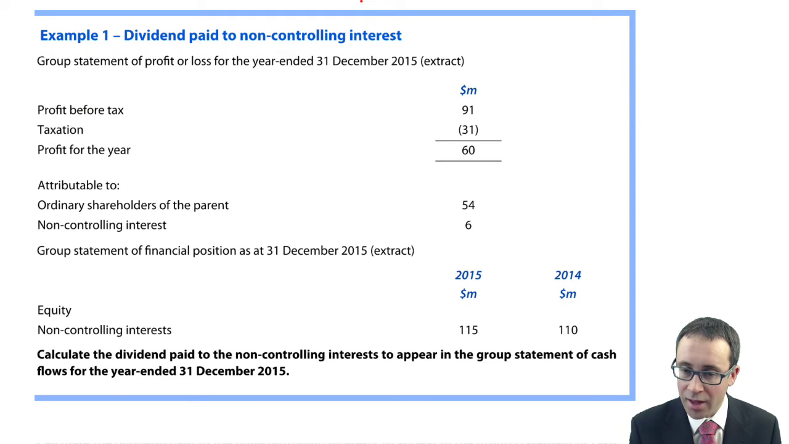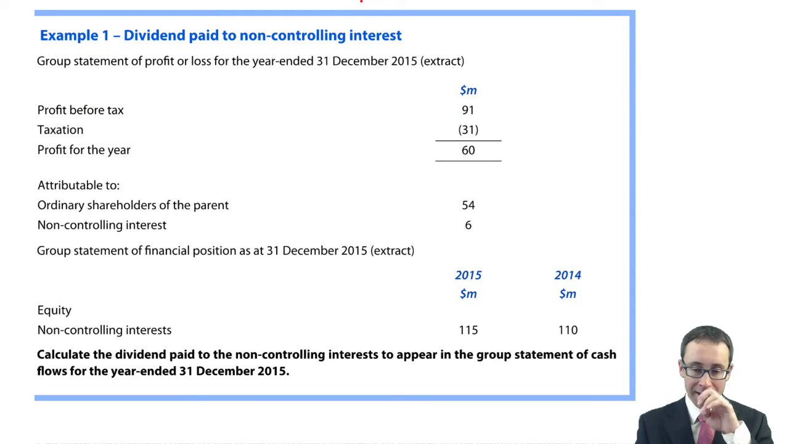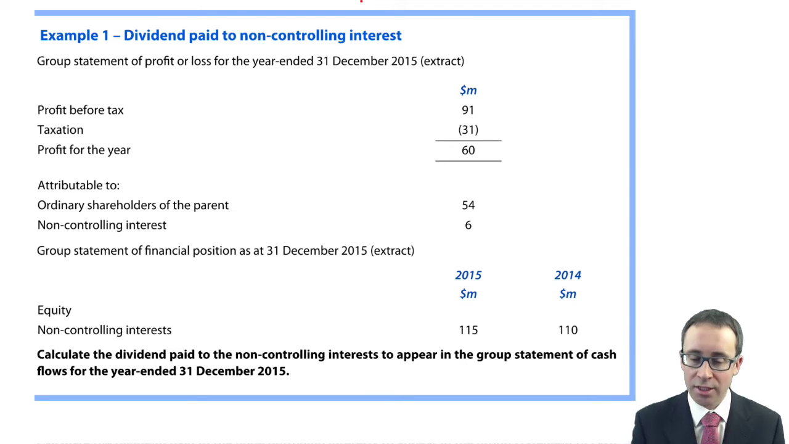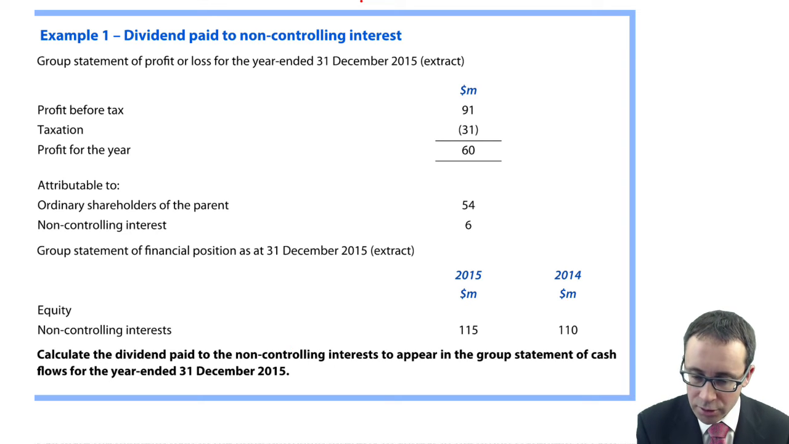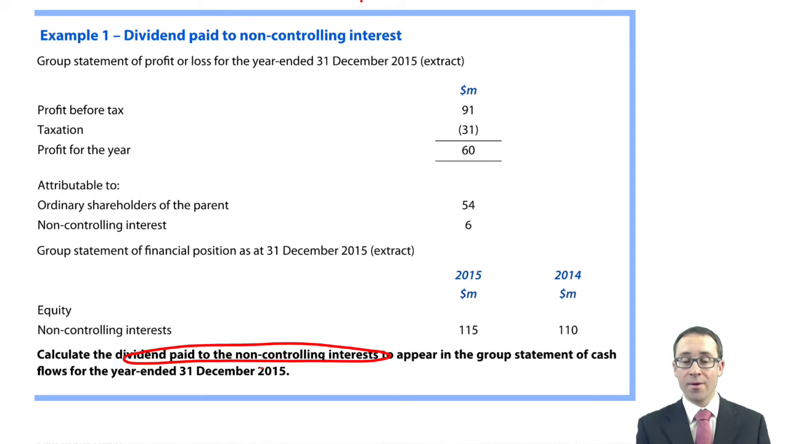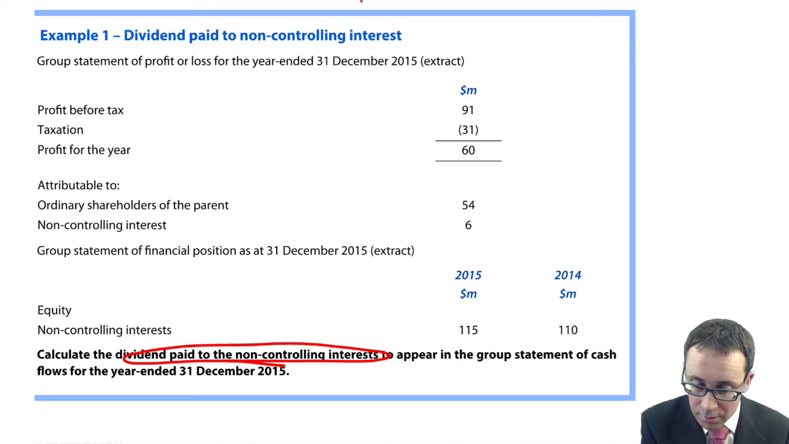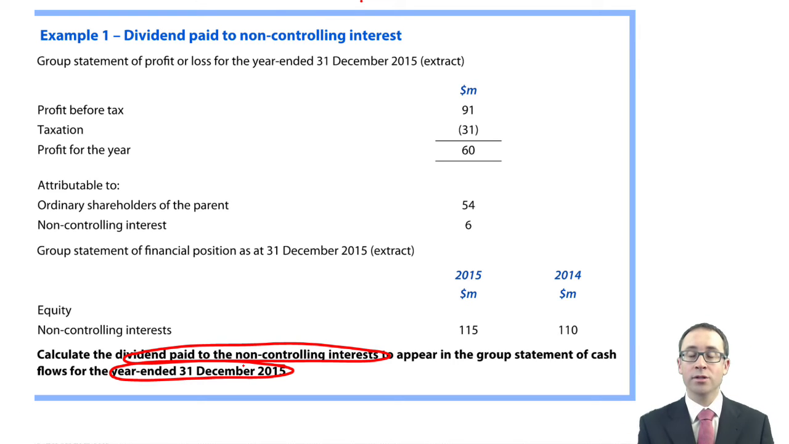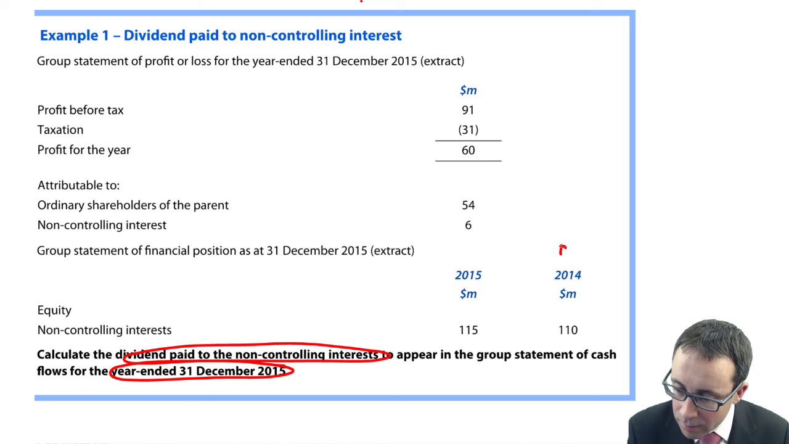Have a look there at a little example. In the example, there's no acquisition or disposal of a sub. We'll save that until the bigger example at the end of the session. So here it wants us to work out the dividend paid to the non-controlling interests. The group statement of cash flows, the year ended December 2015. So again, it's important to identify the year end so that you can get the correct opening and closing figures. There's nothing worse in the exam than when that happens.